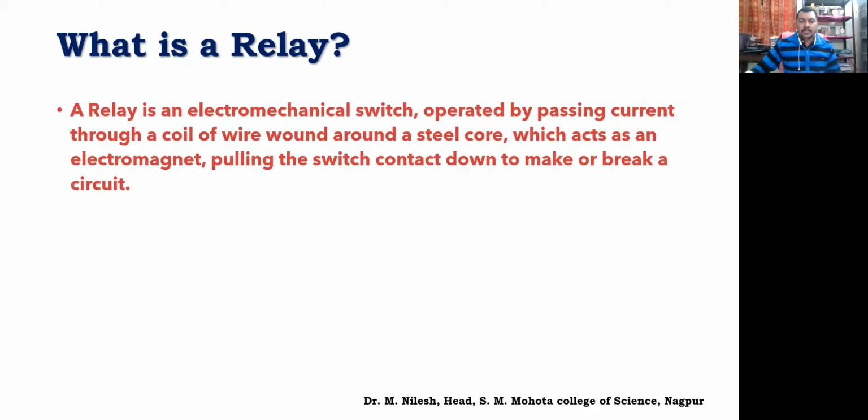Now, how does this relay work? So a relay is an electromechanical switch operated by passing current through a coil. I'm going to show you that. Through a coil of a wire wound around a steel core, which acts as an electromagnet. So whenever the current passes through the coil, it becomes a magnet, and accordingly, the switch can be switched on or switched off, pulling the switch contact down to make or break a circuit, right?